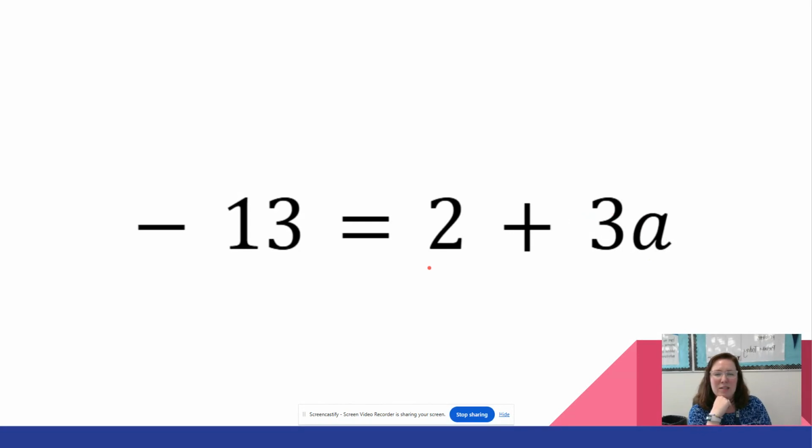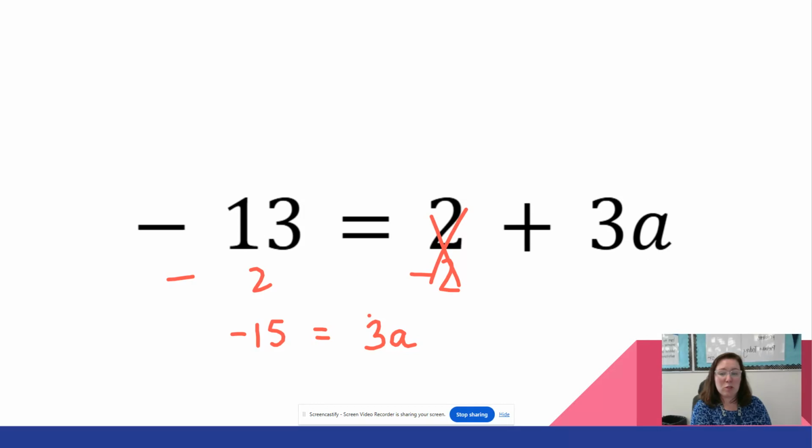Our goal is to get a by itself, so we get rid of the 2 first because the 3 and the a are together. Negative 13 minus 2 is negative 15. 2 minus 2 is 0. Some people like to write the 0. I don't, I just cross it off. And then we have a positive 3 times a.